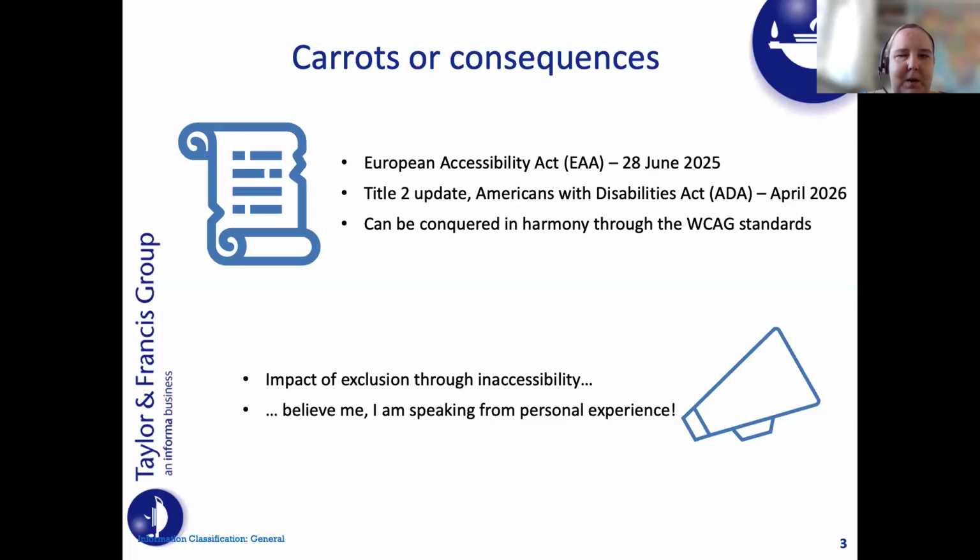But what is the impact of exclusion through lack of accessibility? That's something that is very important to think about. Whether it's for legal reasons or moral ones, you cannot forever ignore the rights of people, as the detrimental impact of doing that could actually be quite catastrophic. So believe me, I am speaking from personal experience.